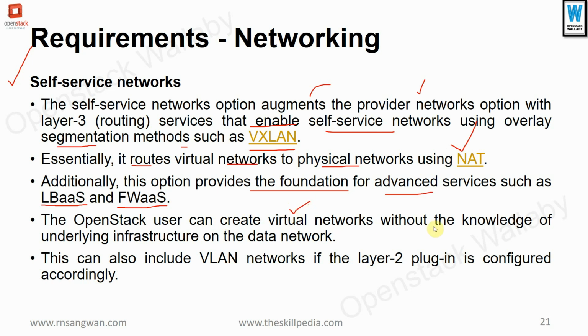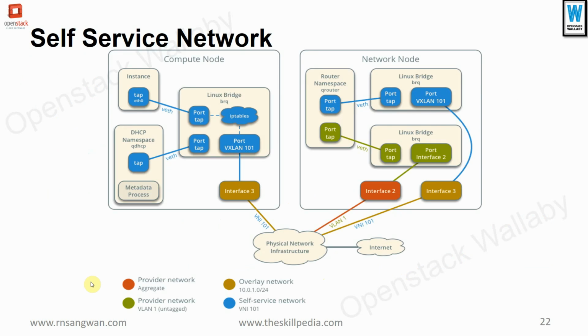The OpenStack user can create a virtual network without the knowledge of underlying infrastructure on the data network. This can also include VLAN, virtual LAN networks, if the layer 2 plugin is configured accordingly. So this is self-service network. We are going to use, as I said, we are going to use layer 3 and VXLAN.